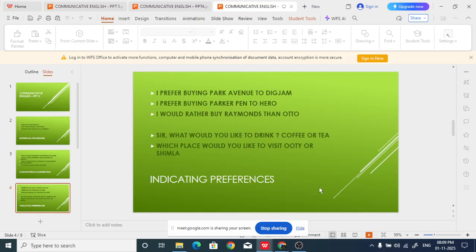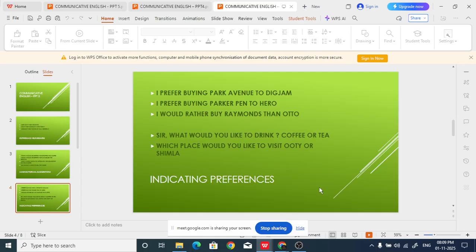I prefer buying Parker pen to Hero. I would rather buy Raymond's than Otto. I mean, these are all shirt brands. So here we are using I prefer, like that. So can you make some sentence using I prefer?